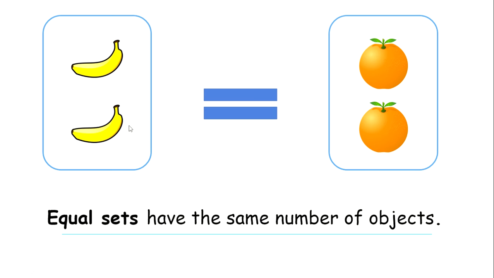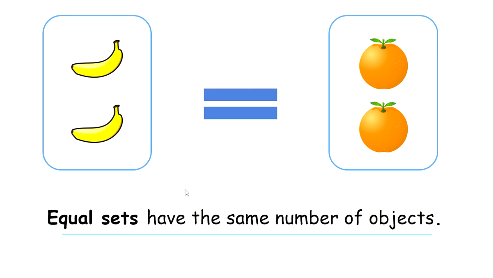Now when you look at these sets here, over here is one set and here I have another. How many bananas are in this set? Let's count. 1, 2. 2 bananas are in this set. How many oranges are in this set? 1, 2. 2 oranges are in this set. Are they the same number of objects in each set? Yes, here I have 2 bananas and here I have 2 oranges. The numbers are the same. So the objects may be different, but the numbers are the same.